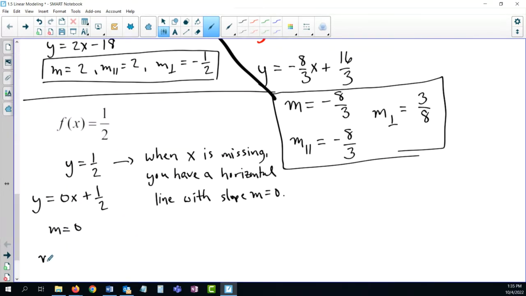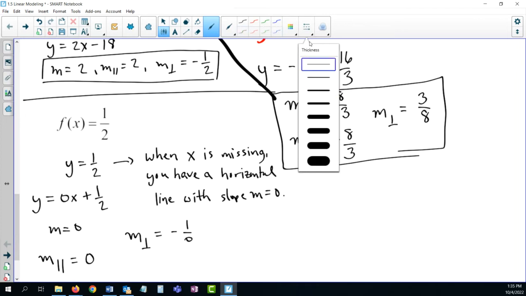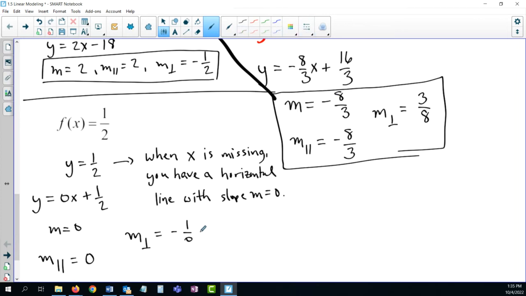Okay? Any parallel line is also going to have a slope of 0, but the perpendicular line is going to cause some problems. 0 is fine. 0 over 1 is fine, but when I flip this, I cause division by 0. All right, whenever you see division by 0, you stop and run the other way. That's undefined.